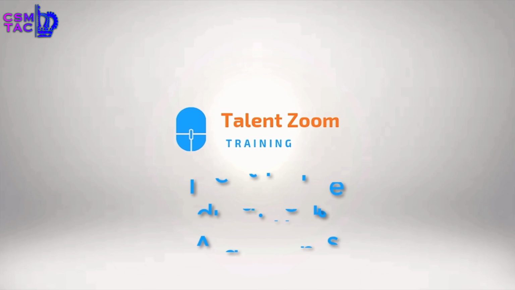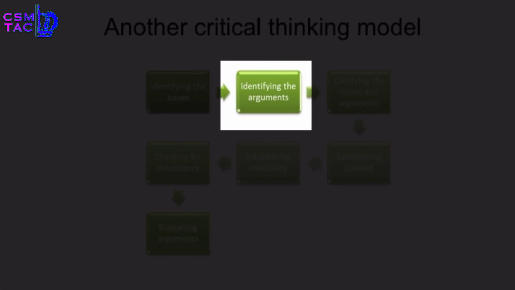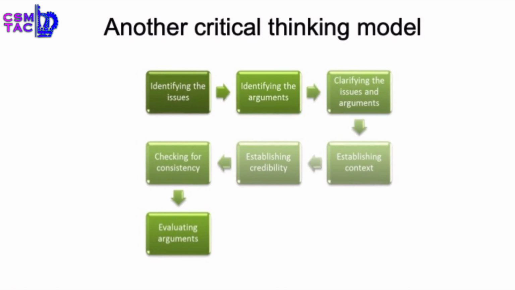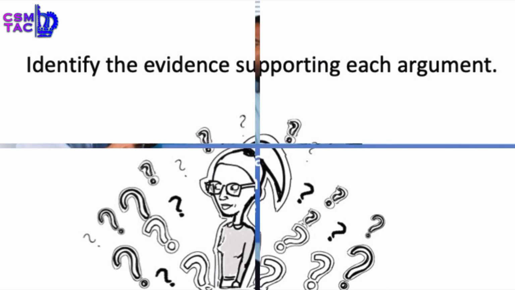Our next task is to identify the arguments for and against an issue, and to identify the evidence supporting each argument. Ask yourself, why would a person take that position? If a conclusion has already been reached, we will want to identify that as well. Let's continue with our earlier example.